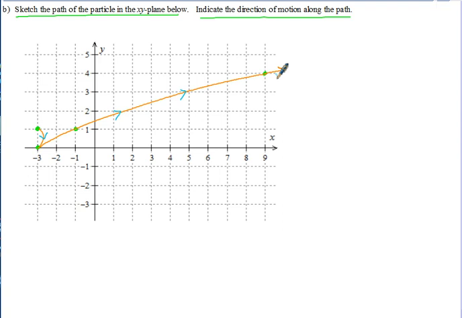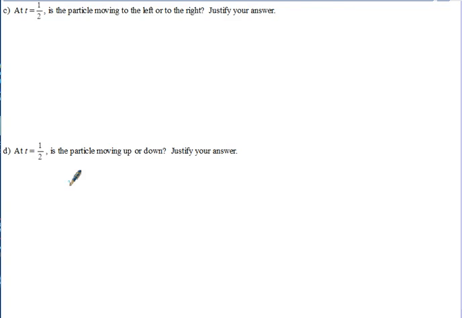So here it is. Here's the part at time 0, time 1, time 2, and then time 3. It tells you two different coordinates of the position rather than just a typical position function where it's just one coordinate. Now let's see, if we want to know at time 1/2, is the particle moving to the left or to the right? Okay, and then some kind of a justification. Well, what indicates the left or right motion is what's happening with the x-coordinate.